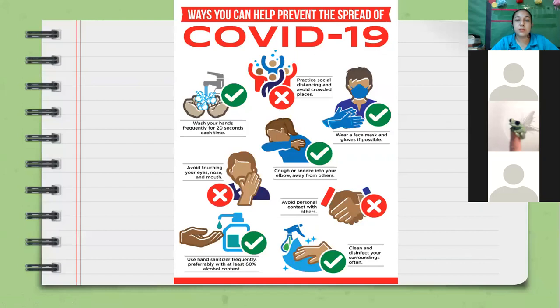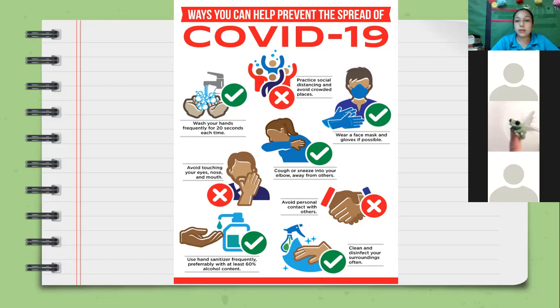Wash your hands frequently for 20 seconds each day. So you wash your hands, you know that this one is an instruction. Yeah, we use imperatives not only in advice, we use them as instruction. Practice social distancing and avoid crowded places, okay? So all of these rules you can find in different malls, in different restaurants, in different places, yeah? That means around the world. Wear a face mask and gloves if possible, okay?